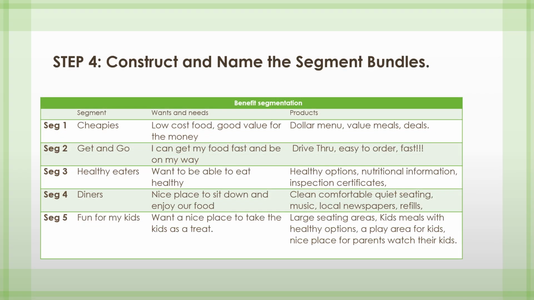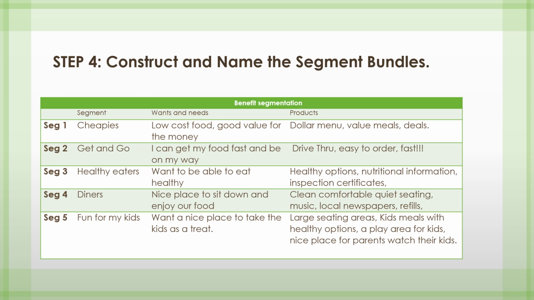All right, so we would take these bundles now and we would construct bundles. We would name those segments, and then we would identify products to meet their needs. So segment 1 we might call cheapies. These are people who want low-cost food and a good value for their money. Segment 2 we would call get and goes. They want to get their food fast and be on their way.